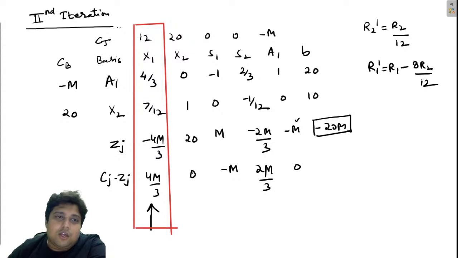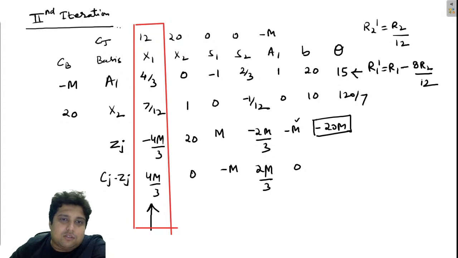And if this has become the entering variable, something should leave. So for that we calculate the replacement ratio theta. 20 divided by 4 by 3, that is 15. 10 divided by 7 by 12, that is 120 by 7. So out of these two, 15 is the smaller one.